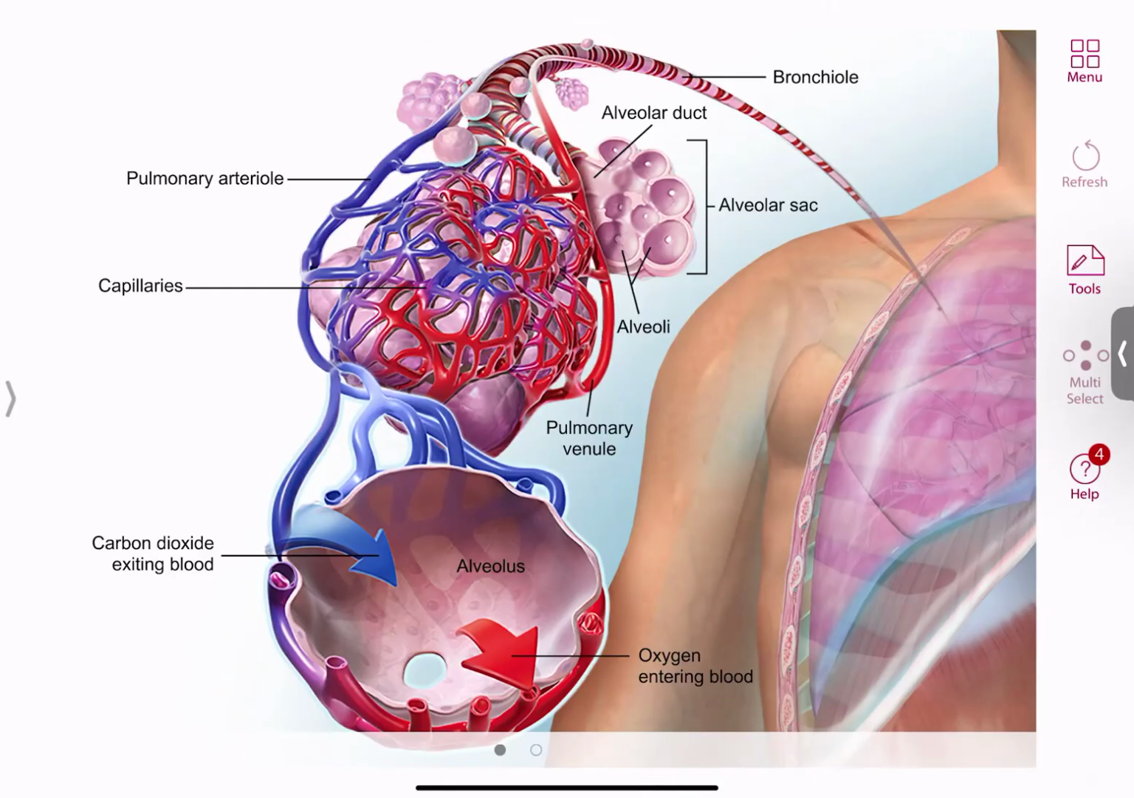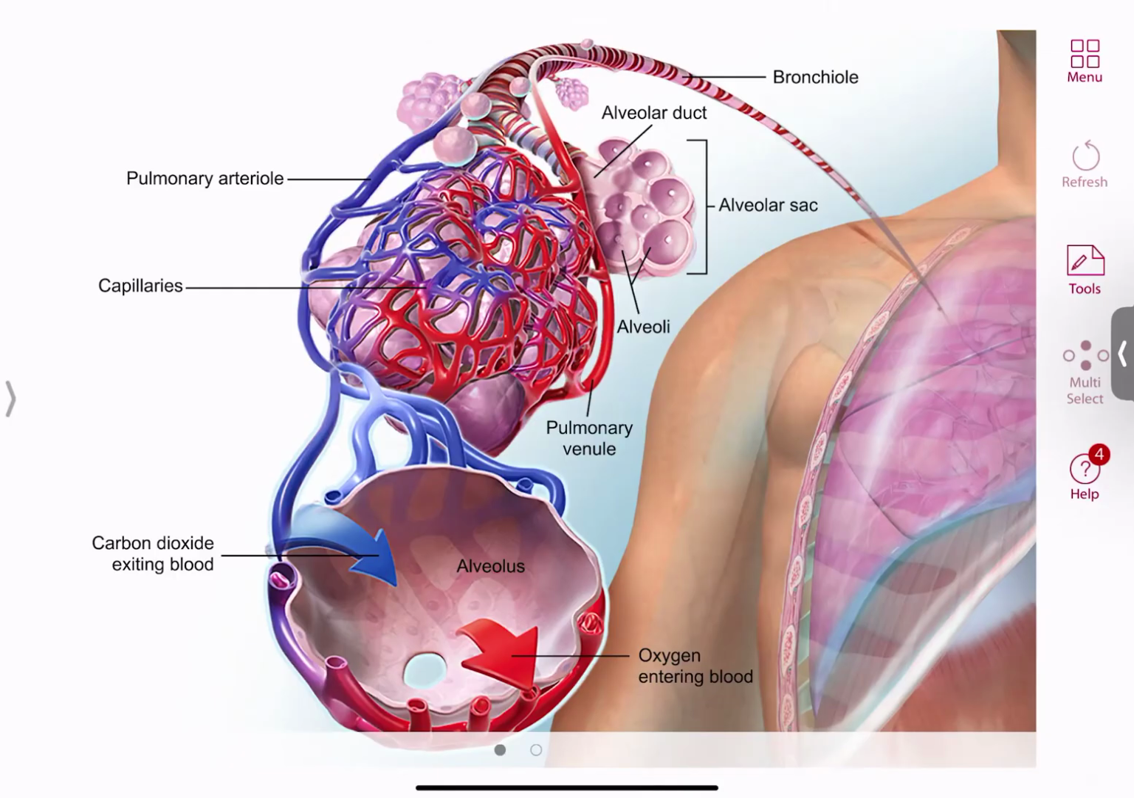Now, at the alveoli, oxygen from the alveoli diffuses into the blood capillaries, while carbon dioxide from the blood capillaries diffuses into the alveoli. So, exchange of gases inside the lungs takes place at the surface of alveoli.